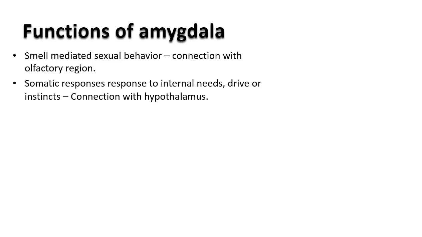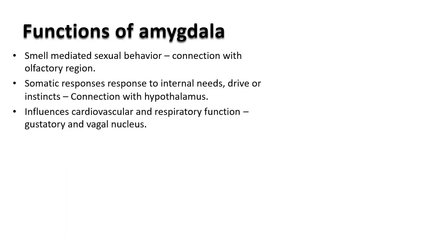So on the basis of all the connections, it appears that the amygdala plays an important role in emotional behavior. Okay, so through the dorsal nucleus of vagus and gustatory connections, it also brings about cardiovascular and respiratory function. So you get an increase in heartbeat, an increase in respiratory rate, pupillary dilatation in response to certain visceral responses. Okay, so during certain emotions your heartbeat increases and your respiratory rate increases. All this is mediated by the amygdala, and as I told you, it is concerned with emotional behavior. So these are the main functions.